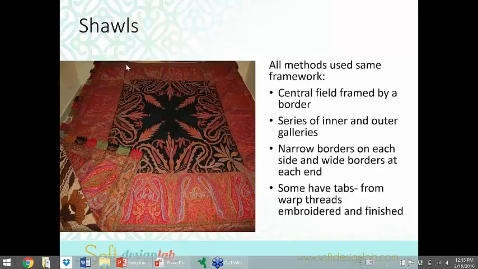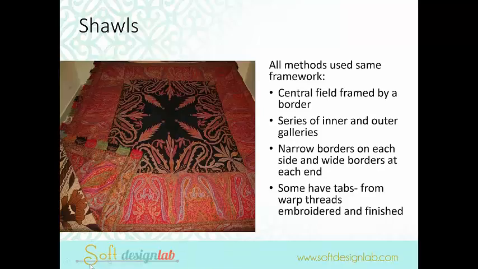Sometimes, depending on the size, whether it's a long rectangle or more square, there'll be narrow borders on the side and wider borders on the ends. And then sometimes they have these tabs, and those are actually made from the warp threads. And sometimes they're also embroidered and finished off to give them a much more interesting look. So here's an actual shawl.